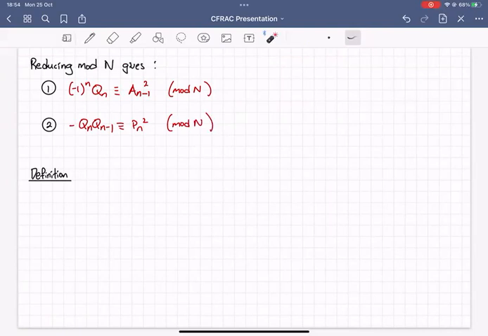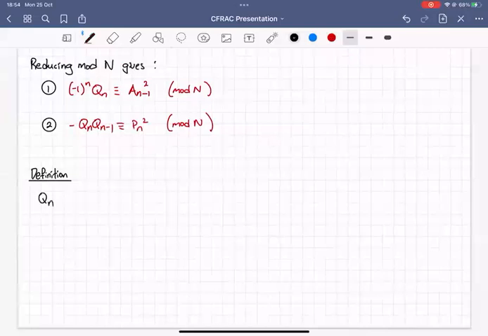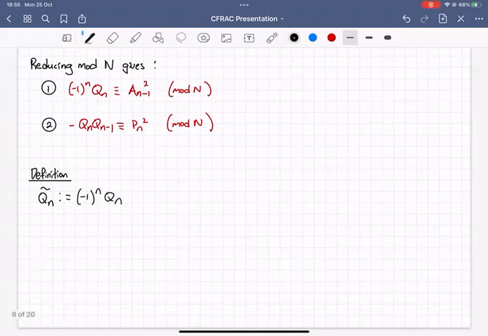I'll just define something very quickly. This (-1)^n Qn will appear a lot, and honestly, it's a bit cumbersome to write all the time. So I'll define Qn tilde as that, and the viewer can replace it in any equation they see.